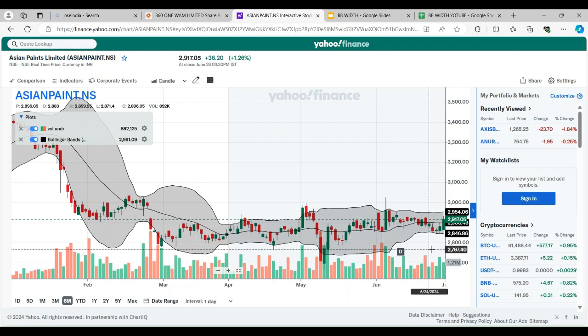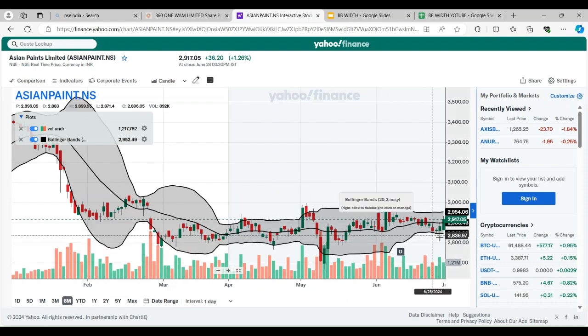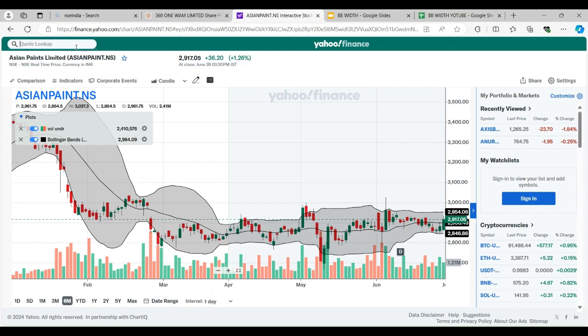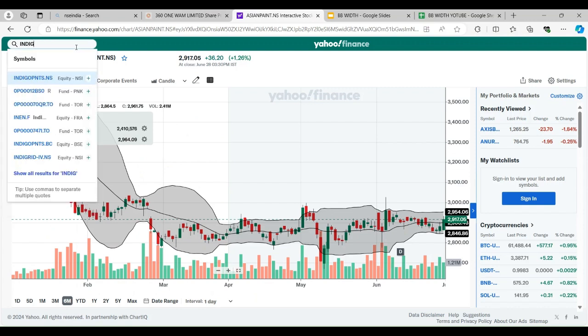So these kinds of stocks you can keep in your watch list and observe the price movement, whether it is going upside or downside. The upside or downside movement may not happen the very next day, but you can keep it in your watch list and start observing for as long as you want. Maybe 5 days, 10 days, 15 days, whatever it is. So whenever you see an upside breakout or downside breakout, you can take buy or sell decisions at your own discretion. Okay. So next is Indigo Paints.